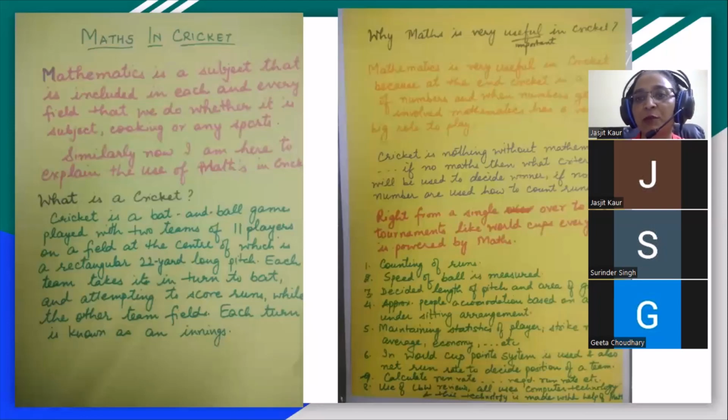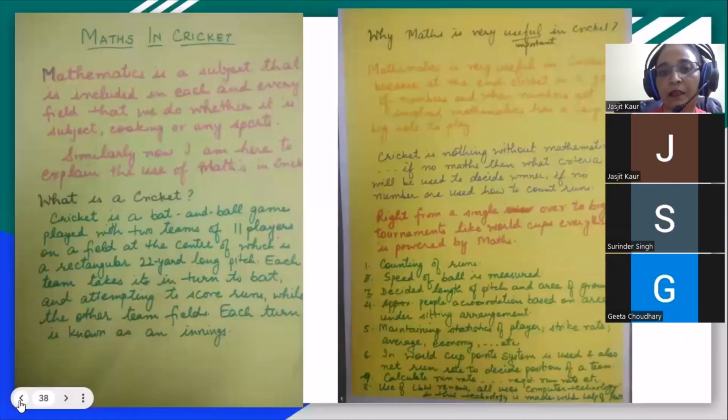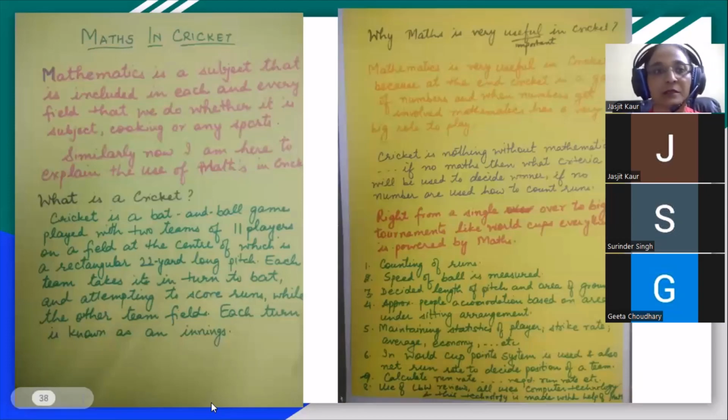Right from a single over, we have to explain to them that we need mathematics there. Counting of the runs requires mathematics. The speed of the ball is to be measured, again in mathematics. Deciding the length of the pitch and the area of the ground. Approximate people accommodations based on the area under the sitting arrangement. So we have to help students explore real life examples. This is the way we can help them cover the concepts.